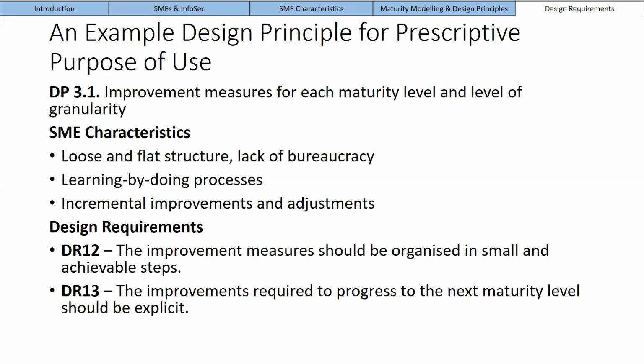For this design principle, we identified 2 design requirements. So the first one is the improvement measures should be organized in small and achievable steps. And the second one is the improvements required to progress to the next maturity level should be explicit for the SMEs.